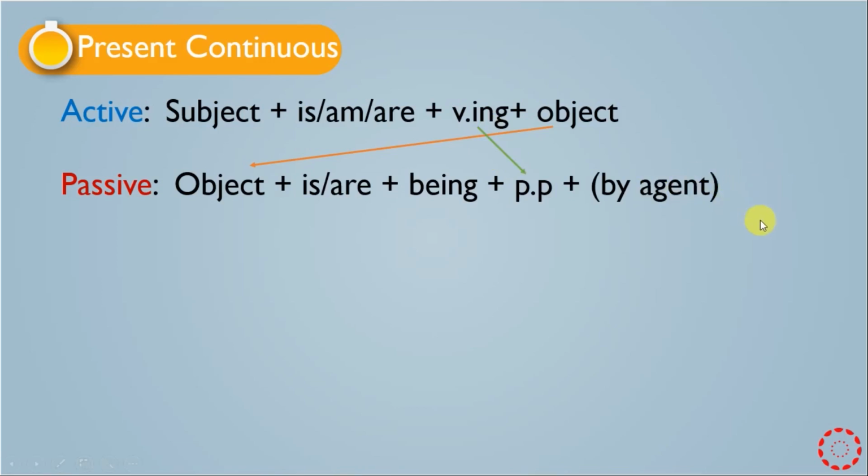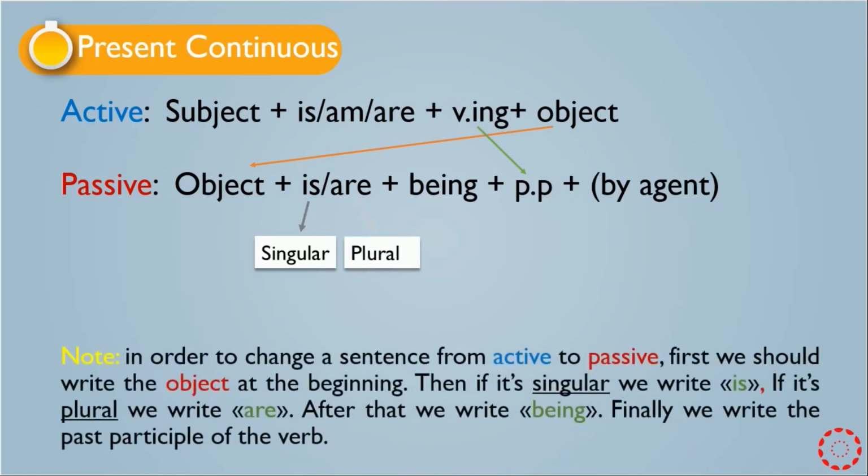As I told you, after object we have is or are. We use is for the singular objects and are for the plural ones. This is what we talked about. Here we have the description or an explanation about it. How can we change the active form to the passive form in present continuous?